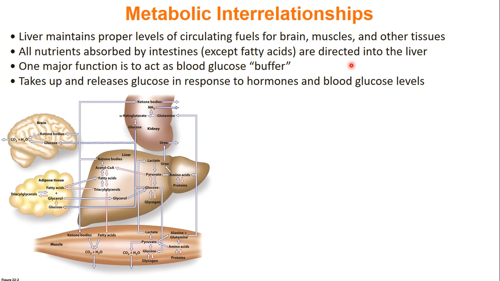One function is to make sure that there's enough glucose in your blood for your brain, because remember, if we drop too low in glucose, your brain will die. So the liver makes sure we always have that supply of glucose available. Based on different hormones or the blood glucose level itself, the liver will either take up excess glucose or release glucose so we can continue to run smoothly.